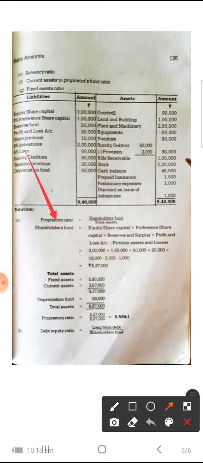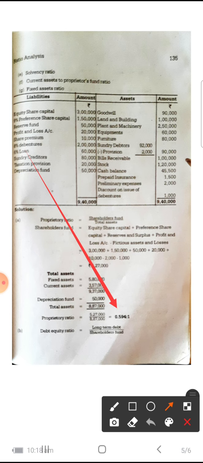If you come down, first we will calculate proprietors ratio, that is shareholders fund divided by total assets. Shareholders fund is equity share capital plus preference share capital plus reserves and surplus plus profit and loss account minus fictitious asset. So all these are given. Fictitious asset is nothing but preliminary expenses and discount written off, that is 3000. Deduct, you will get 5,27,000. Total assets, if you check, you have fixed assets, current assets less depreciation fund. So the total asset is 8,87,000.